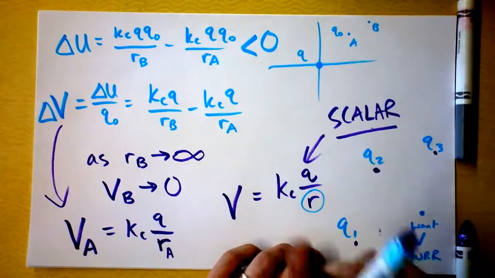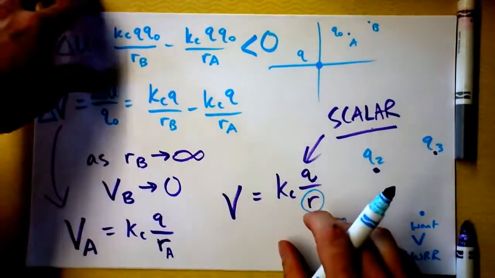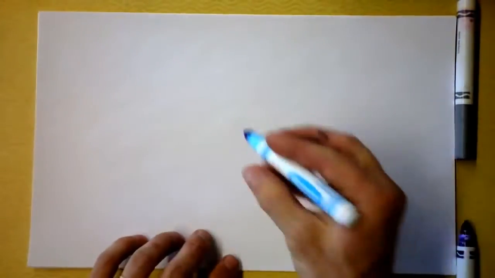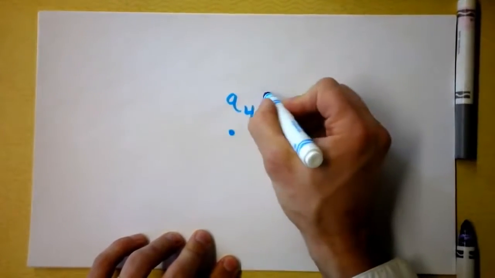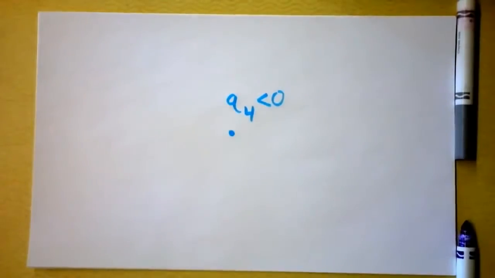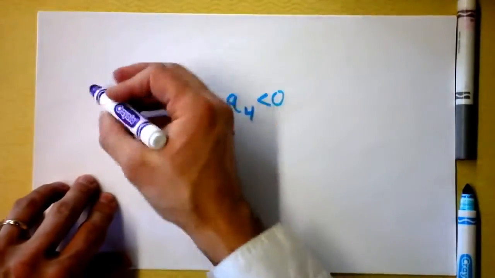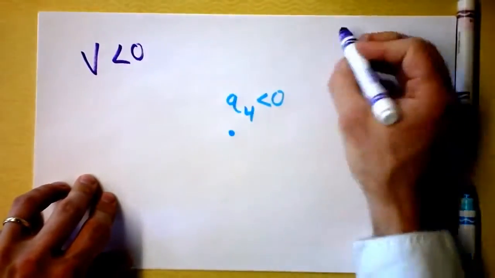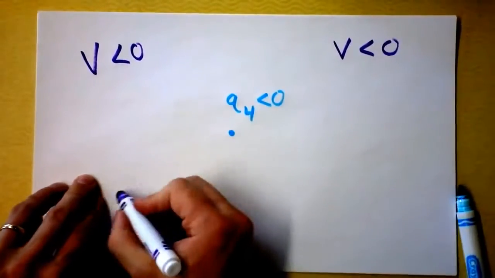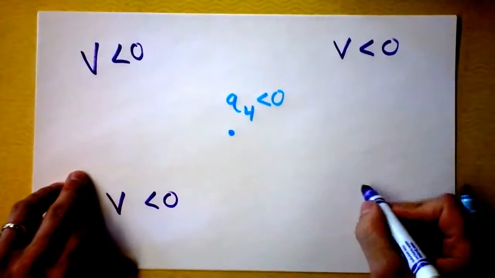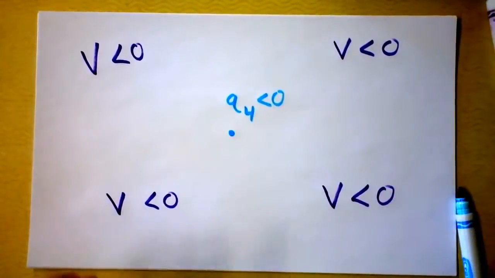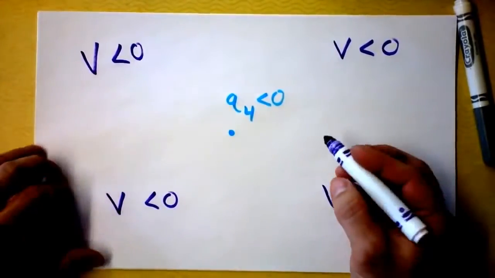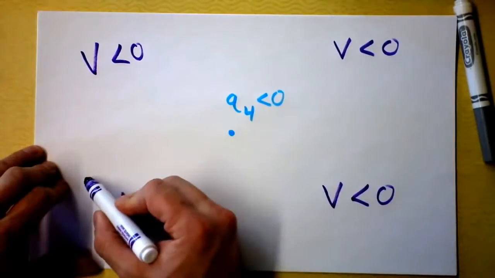In fact, if there's only one negative charge in the whole universe, let's put it here. Clean universe, only one charge. This is Q4, and Q4 is less than 0. So everywhere around it, V is less than 0. Everywhere around it, there is a potential that's less than 0.